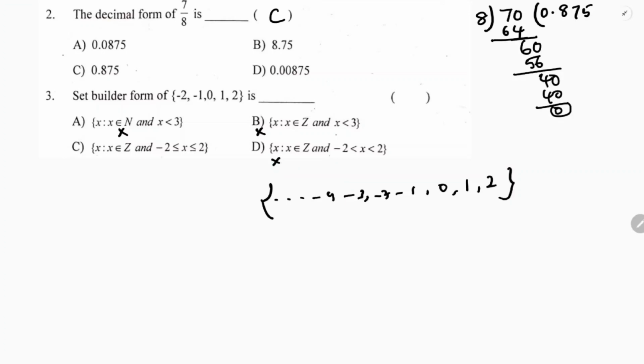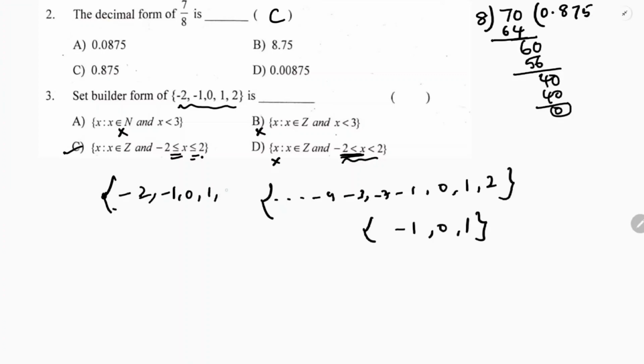The fourth option is also wrong because it doesn't cover -2 to 2. Here it says x is less than 2, which means you cannot take 2, and greater than -2, so you can take only -1, 0, 1. But in the set we have -2, so the correct option is C, because x belongs to integers and from -2, here less than or equal to, so we can take 2 also. So -2, -1, 0, 1, 2.